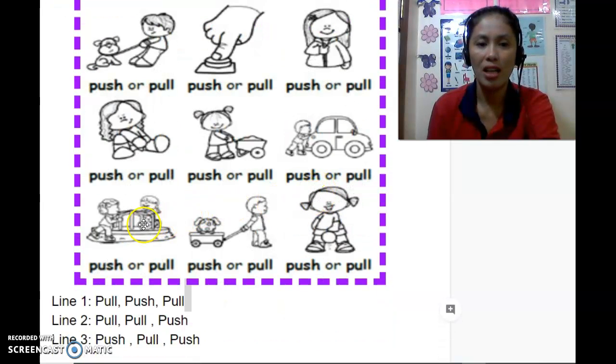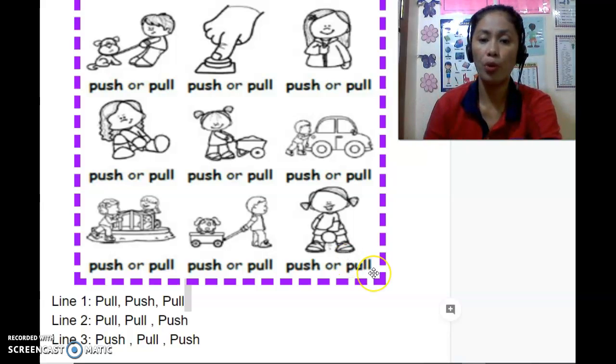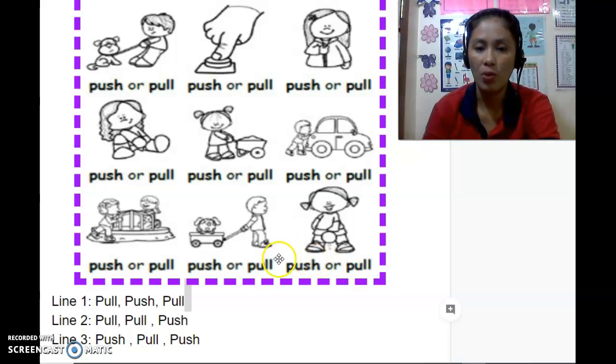And how about this? They are in a merry-go-round. You see this in the playground. So in order for this to move, to turn, we have to push or pull. Push. Very good. How about this one? A boy and a dog in his cart. So push or pull? Pull. Very good. And how about this girl? She's playing with a ball. Is she pushing or pulling the ball? Push, right? Push. So this one is push.